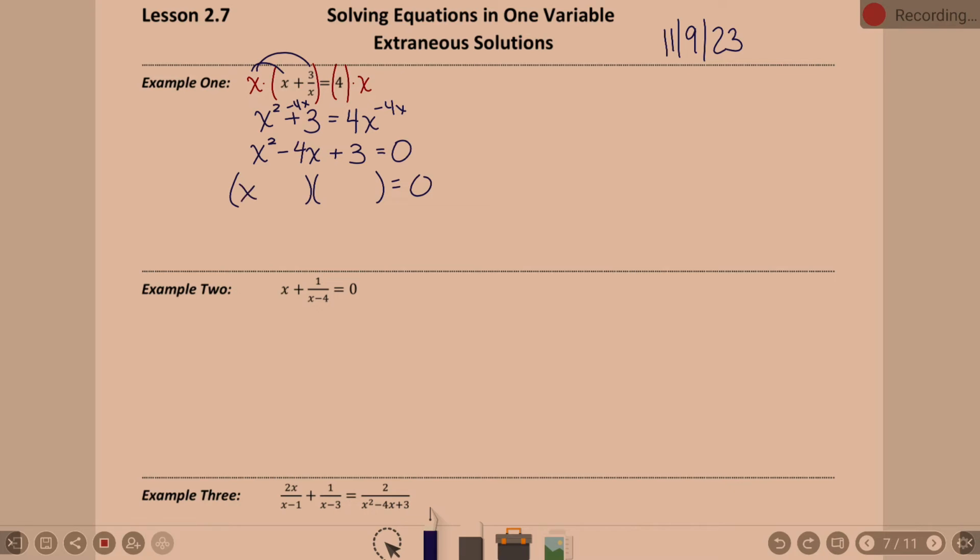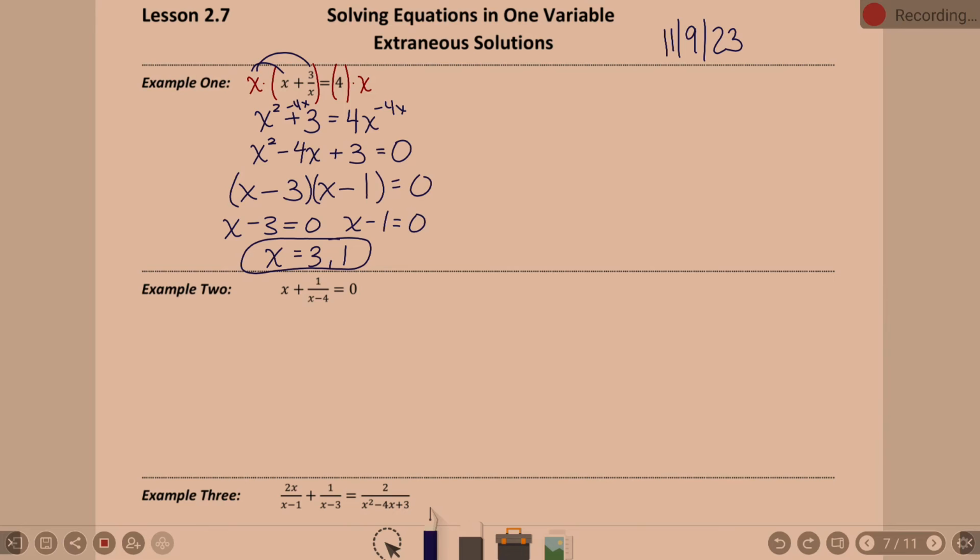X squared breaks into x and x. 3 times 1, minus 3 minus 1. And you know to set each piece equal to 0. And we're going to get solutions of 3 and 1. Now, because there were variables in the denominator especially, we have to talk about checks here.